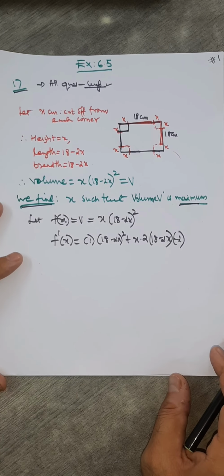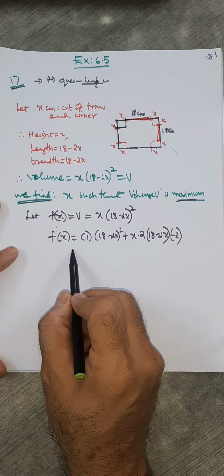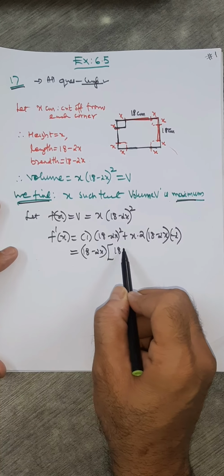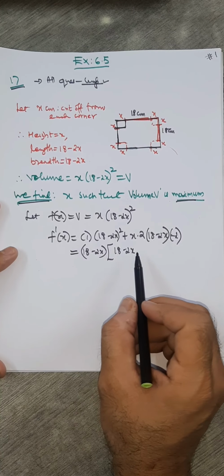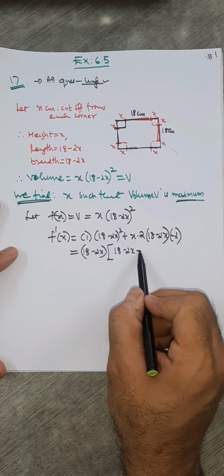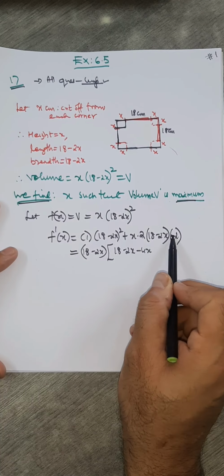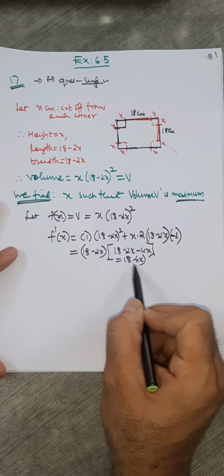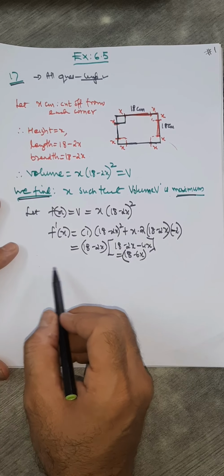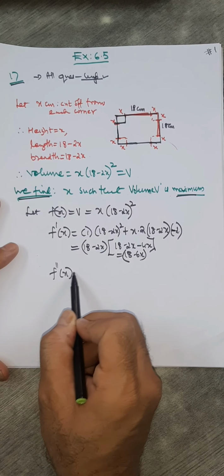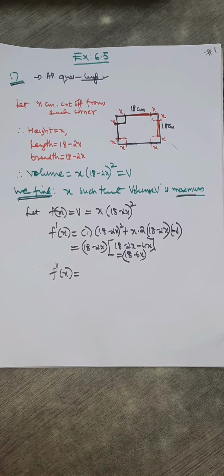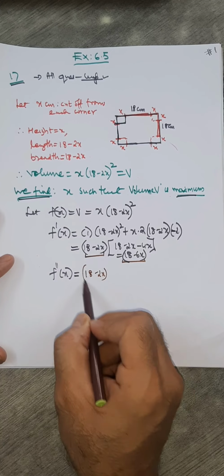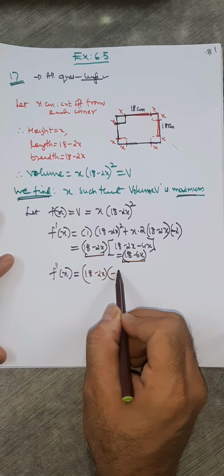Just differentiating once. You can take 18 minus 2x common. Here we are left with 18 minus 2x because you have a square. This is minus 2 into 2, with minus sign, and x is there, so minus 4x. So this is 18 minus 6x. Now we differentiate one more time, f double dash x. Product rule: one term is this, the other term is this. 18 minus 2x as it is. What's the derivative of this? This is 0, this is minus 6.